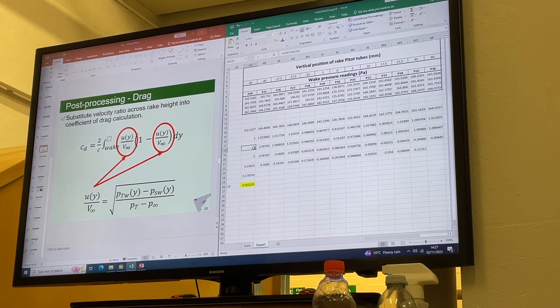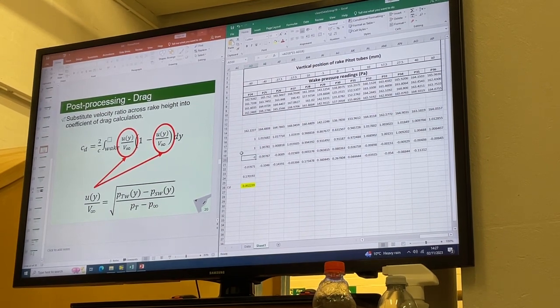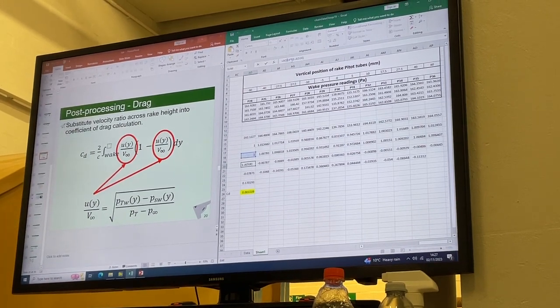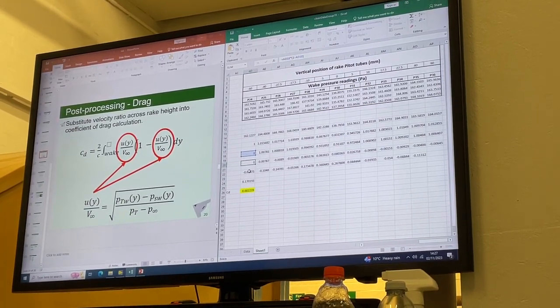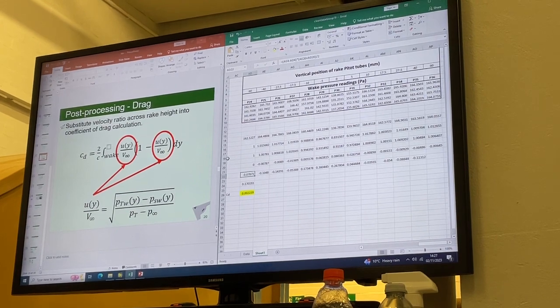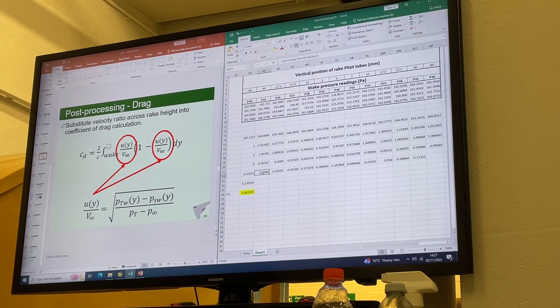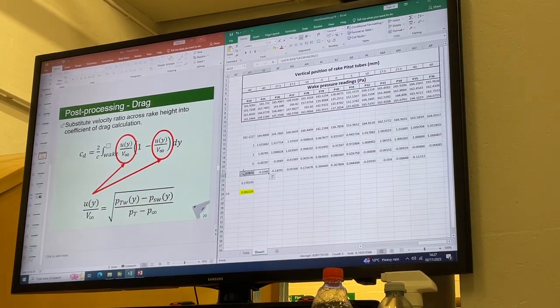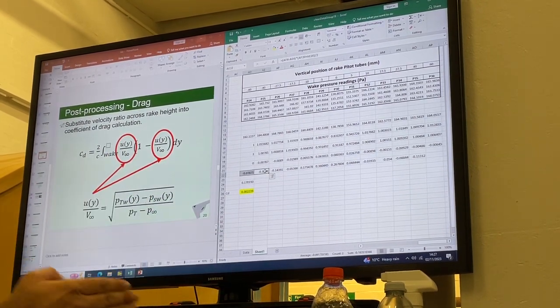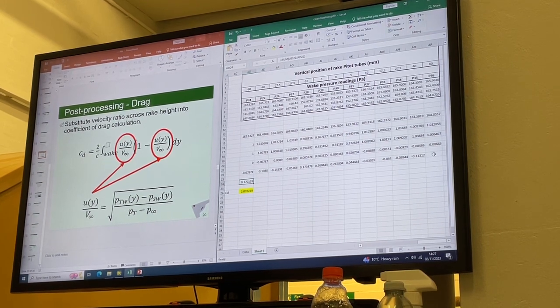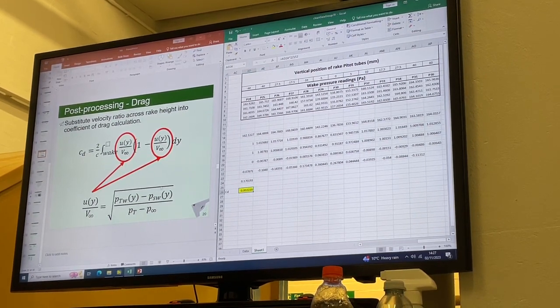Then you take the square root of this value. Then you do velocity ratio multiply by 1 minus velocity ratio. So like this. And then you use your trapezoidal rule. You subtract these, multiply by this plus this divided by 2. Okay. And at the end you just sum them and multiply by 2 over 152.